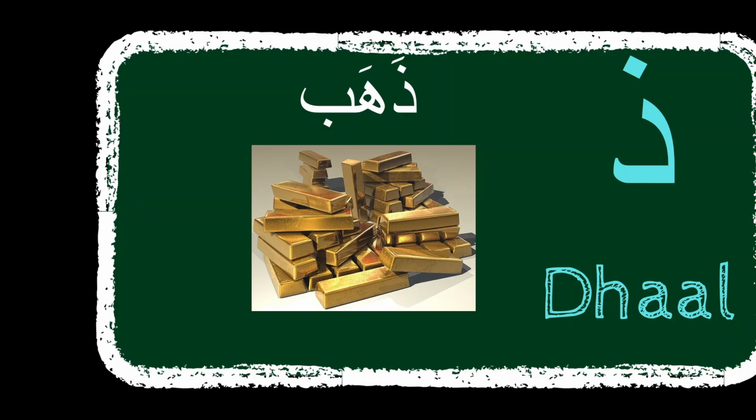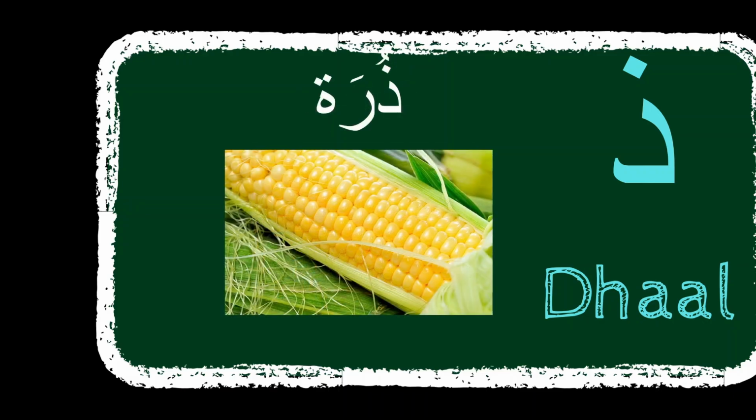Here are some examples with the letter thal. So we have ذهب, ذهب, which is gold. The next word is ذرة, ذرة, ذرة, which means corn. The next letter is ra.